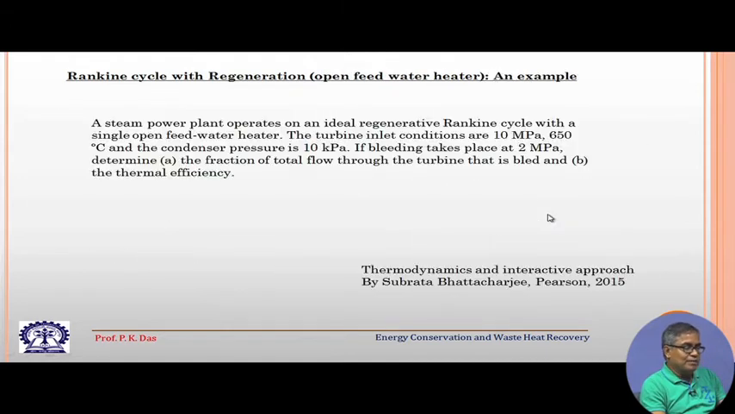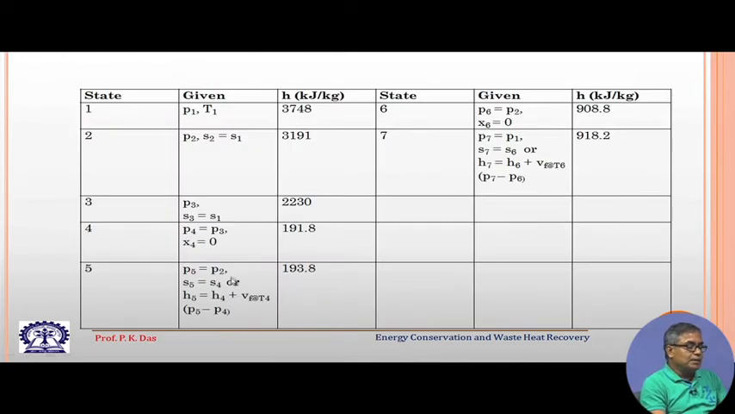That is what we have done. P5 is equal to P2. This is an adiabatic, reversible adiabatic process, and in a similar way as I have described for the previous problem, we can calculate the change in enthalpy due to pump work, and ultimately we get H5 is equal to H4 plus the enthalpy change due to pump work, and then we will be able to calculate the enthalpy at point 5.